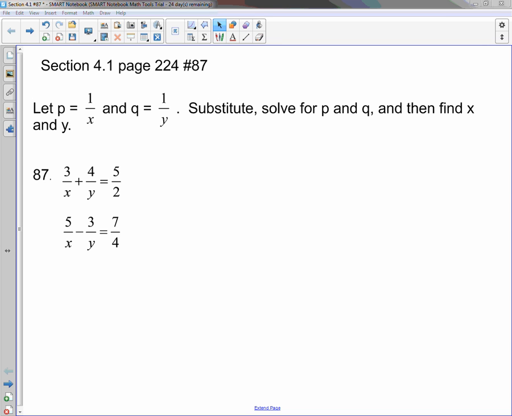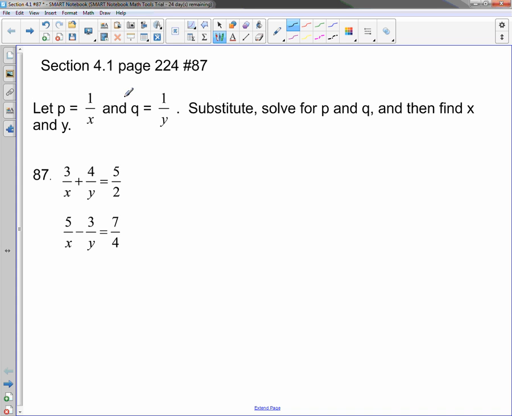Class, I've received a few questions about this problem. This is section 4.1, number 87. You'll find some similar to this in your homework. What it's asking you to do is to solve a system like all the other ones in 4.1, but it has a little bit of a difference because the variable's in the denominator. So it tells you sort of how to work around that situation.